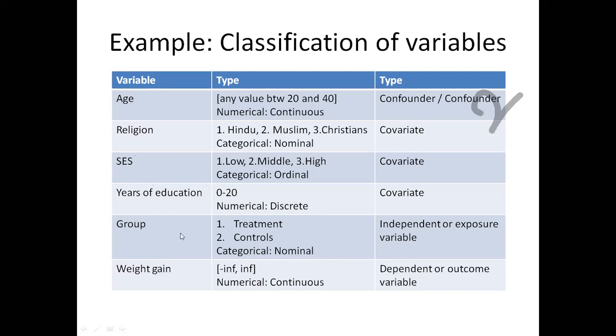Then, let's say you have two groups. Group one gets a new intervention in terms of diet, and group two are the controls who get whatever is the current standard of care, right? Because these are two different groups, they are categorical, and you also see there's no particular order, so you call them nominal variable. The final variable is the weight gain, which you measure.